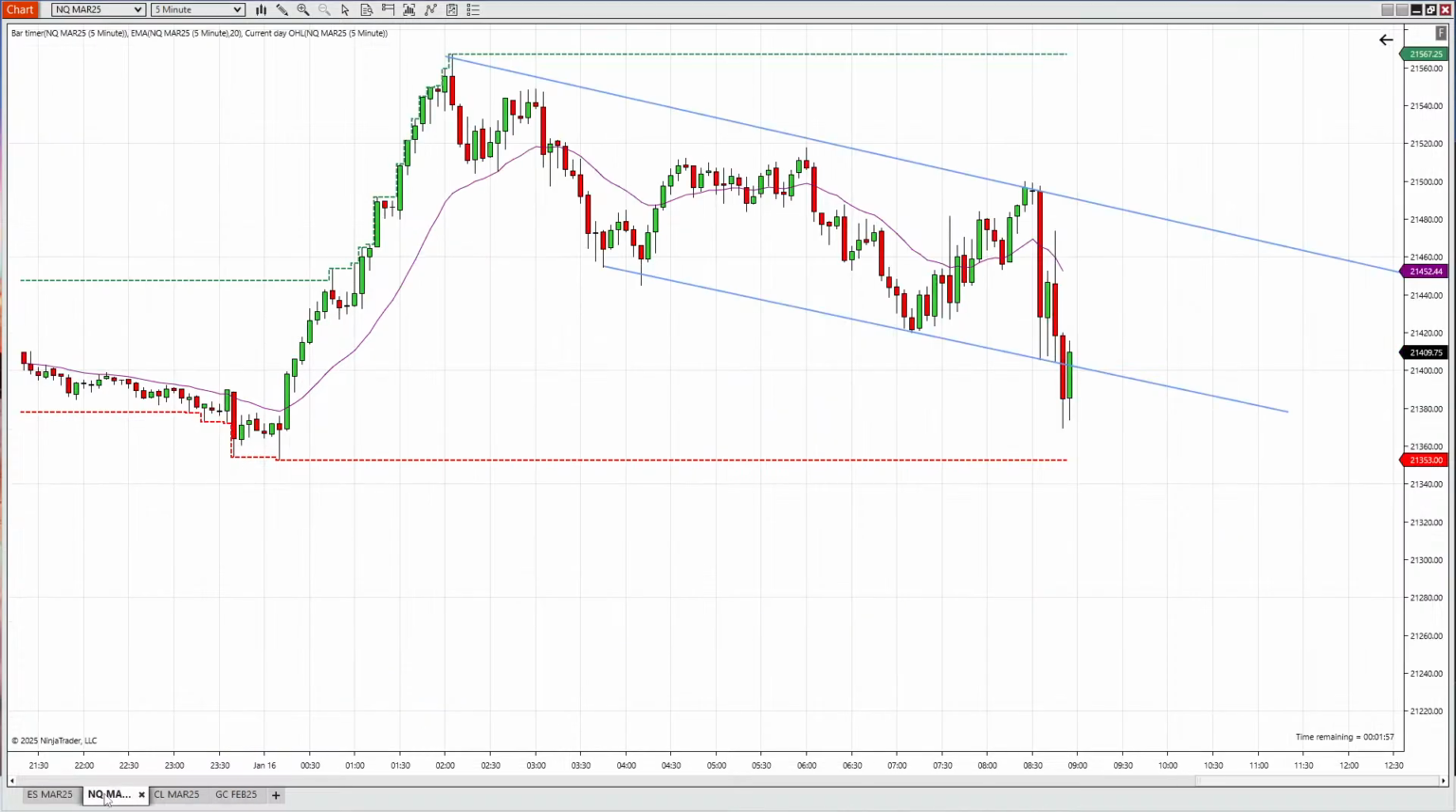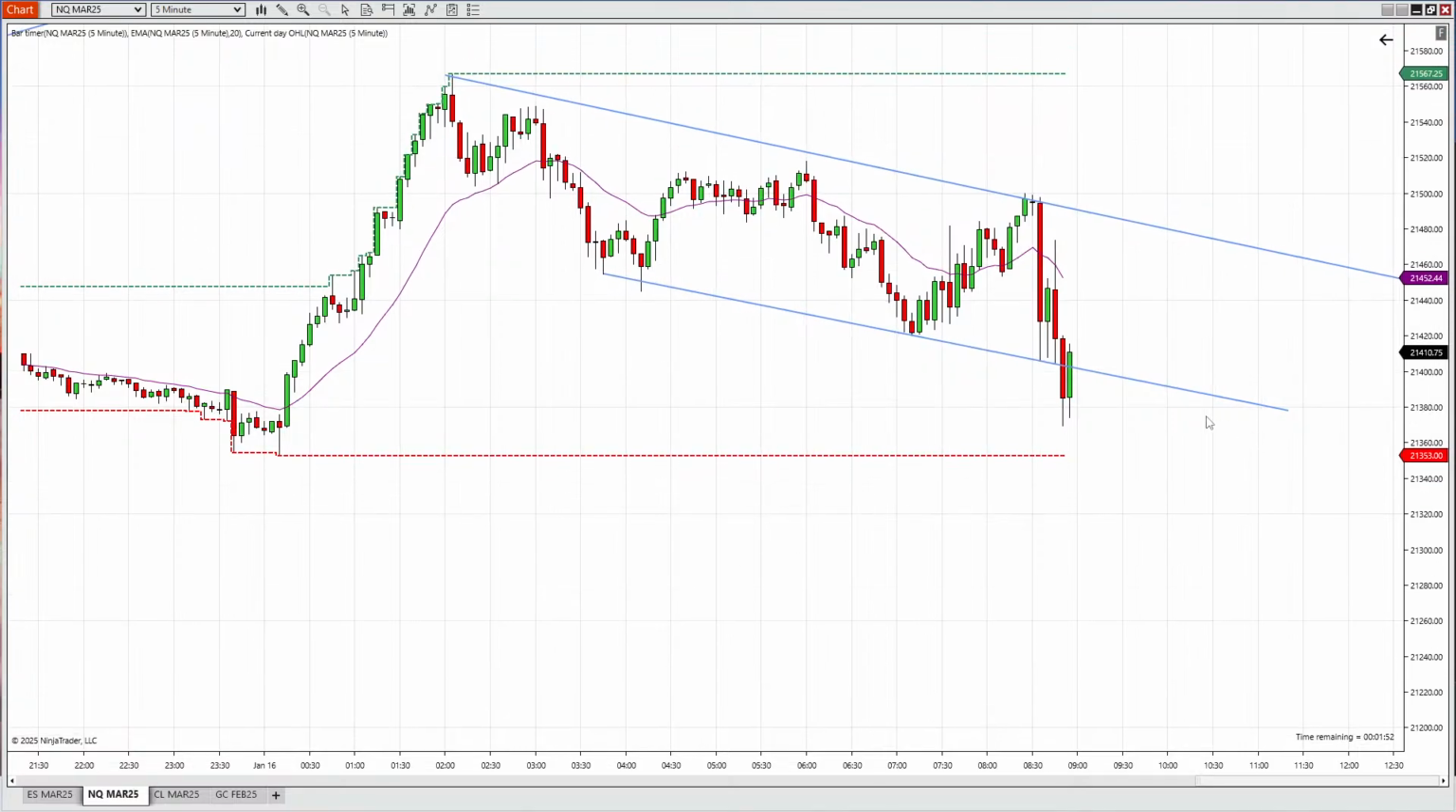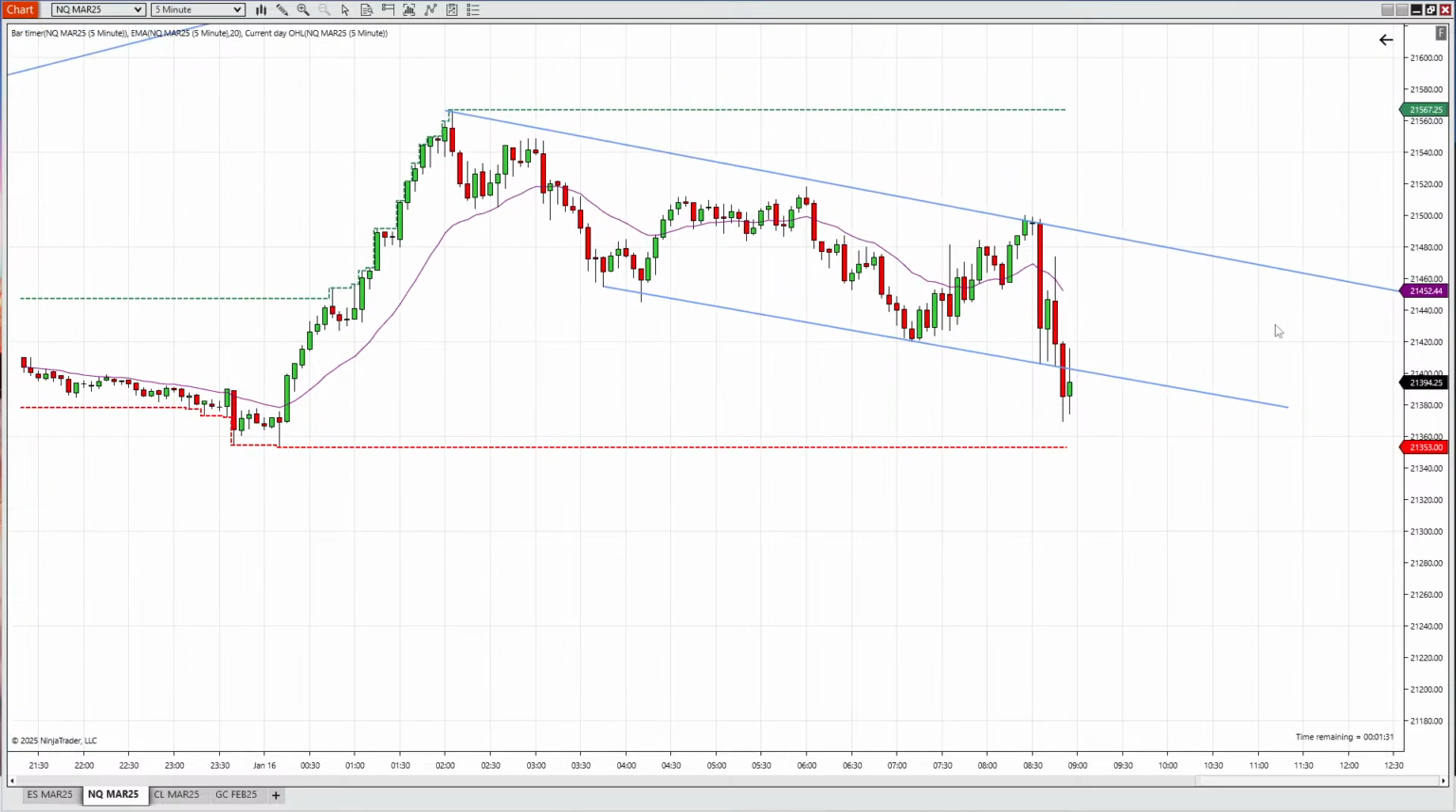Alright, while this sorts itself out, here we go. Signal bar on NQ is looking a little bit better. Fair bit of risk. 51 points of risk. Good risk to reward ratio though. Right, so if it's a 2-to-1 here, oops.